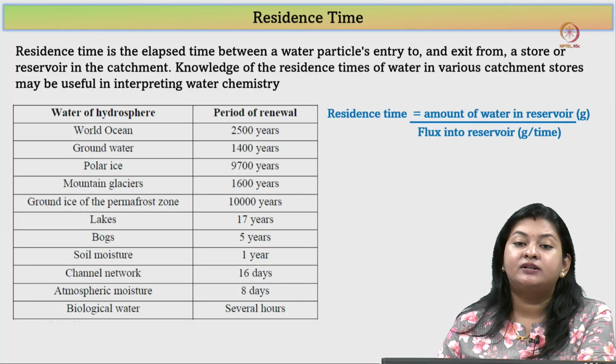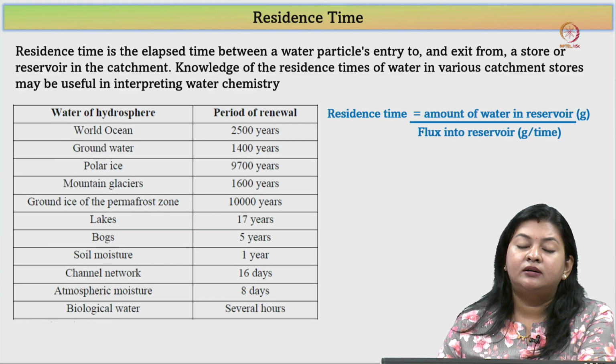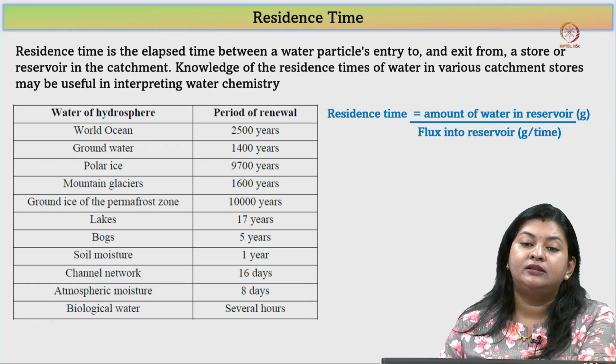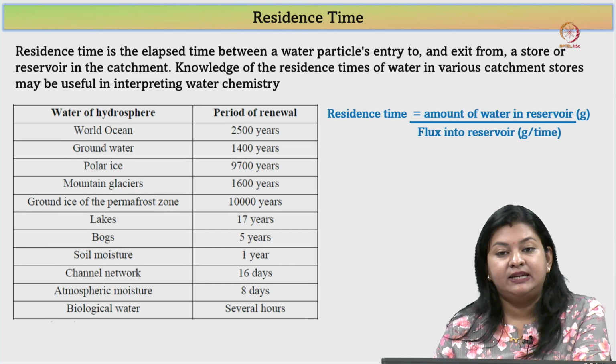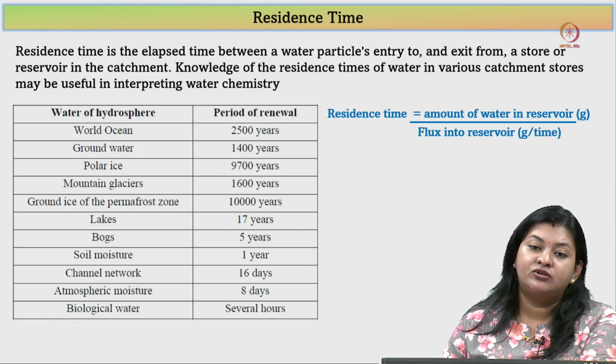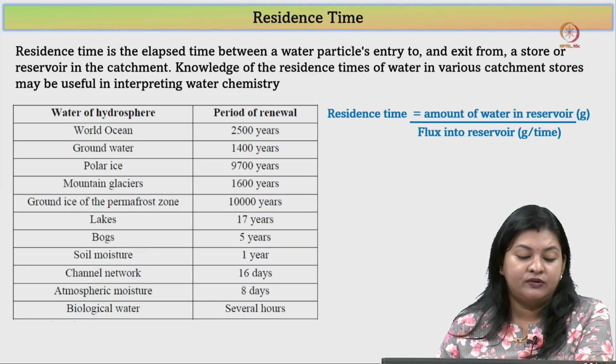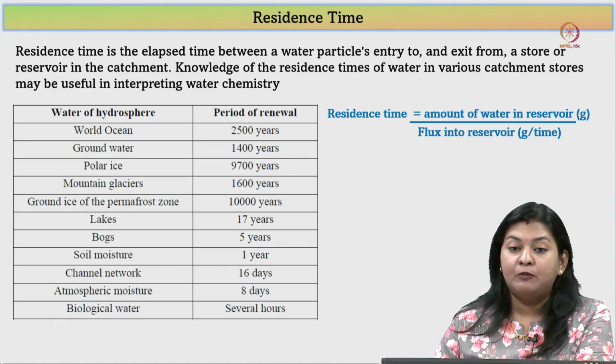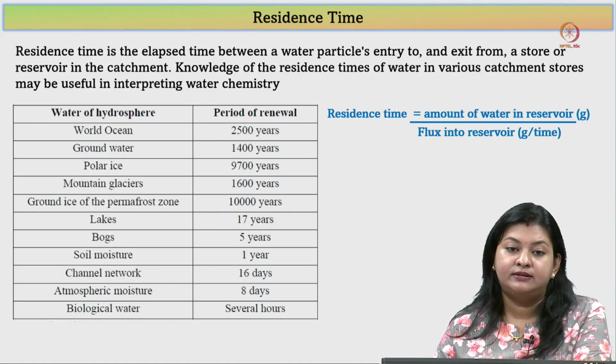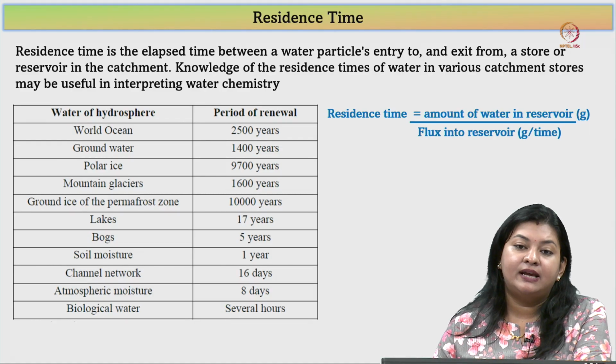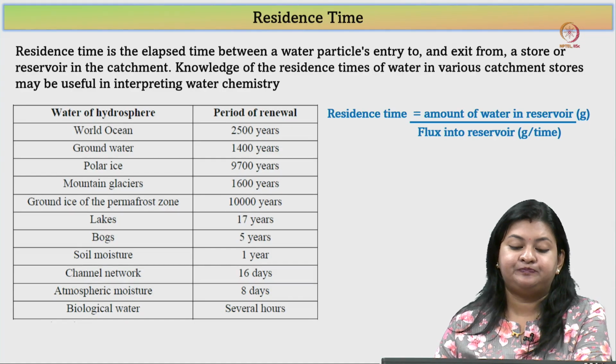Channel network. So, rivers, how much time does a water molecule spend in the rivers? It takes only 16 days. Okay. How much time is it there in the atmosphere? It is there for 8 days. How much time is water there in our systems? Biological water, it is there just for a few hours, right.